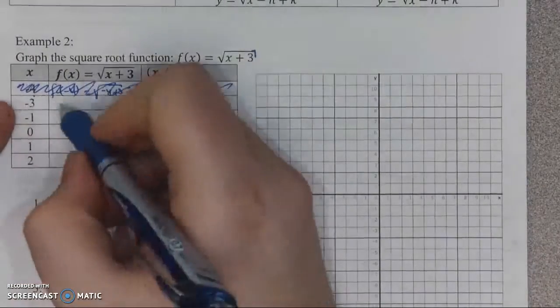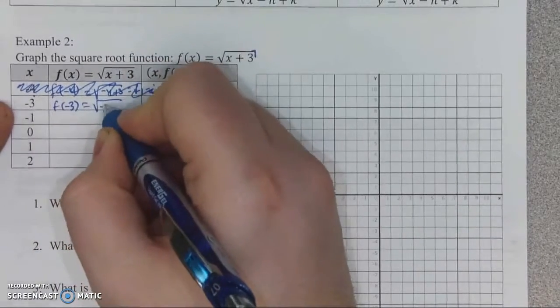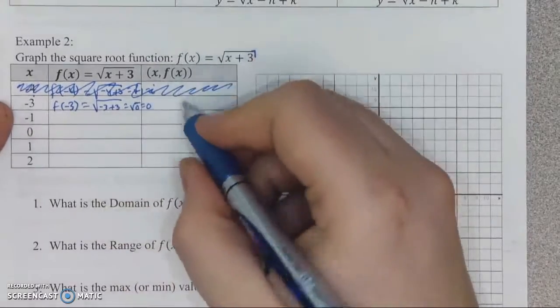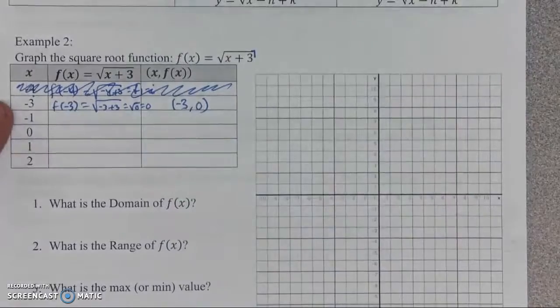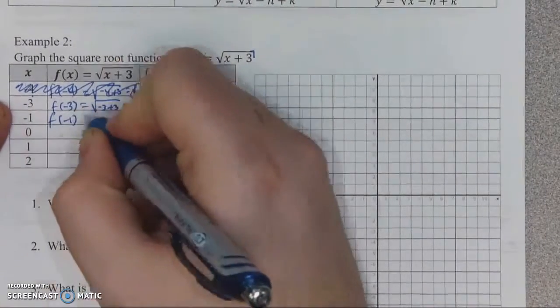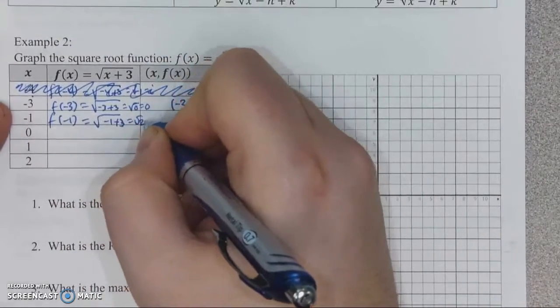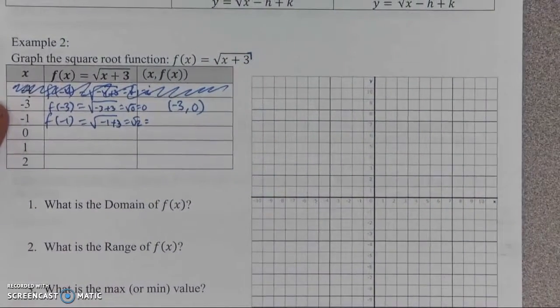So we could use negative 3, though. F of negative 3 is the square root of negative 3 plus 3, which is the square root of 0, which is 0. So this is the point negative 3, comma 0. Next one, f of negative 1 is the square root of negative 1 plus 3, which is the square root of 2. And that comes out, if you put it in your calculator, you get a decimal.